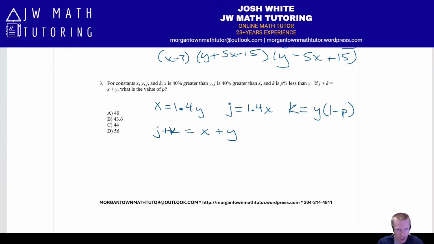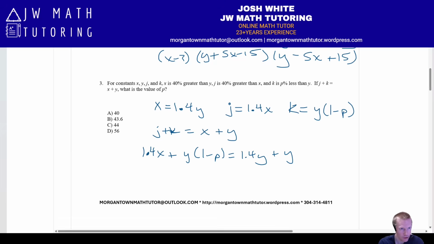So for j, you put in 1.4x. For k, you put in y times 1 minus p. For x, you put in 1.4y, and for y, we just leave it alone. So now we have 3 terms that we've gotten in terms of y, and we have one that's still in terms of x. So now what we have to do is substitute in for x what it's equal to. In other words, take x and put in another 1.4y.